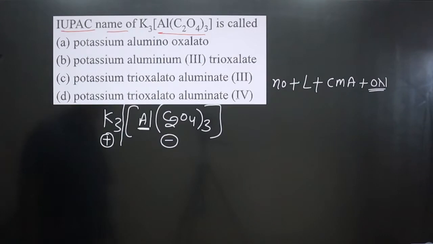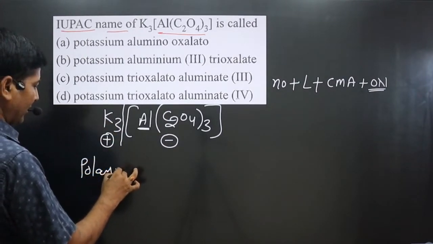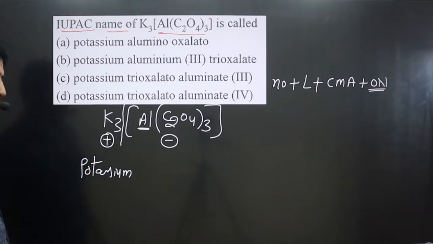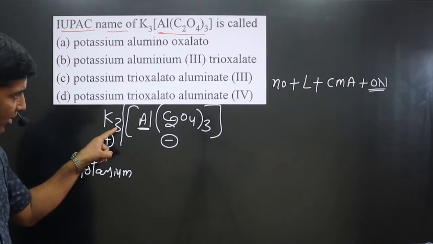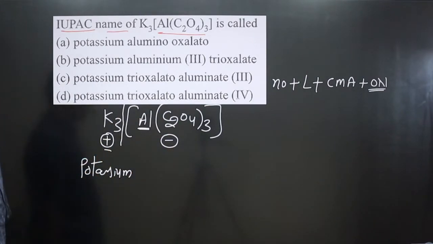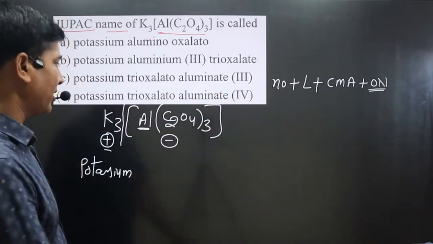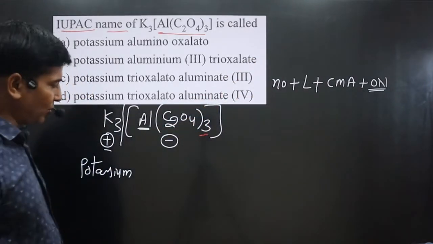First of all, the cationic part. This is potassium, the counter ion. We only write the name of the counter ion. We do not include the number, because these 3 we get by balancing the charge of the cationic and anionic parts. We do not write tripotassium, only potassium. Then we have the complex part. How many ligands are there? This is 3.